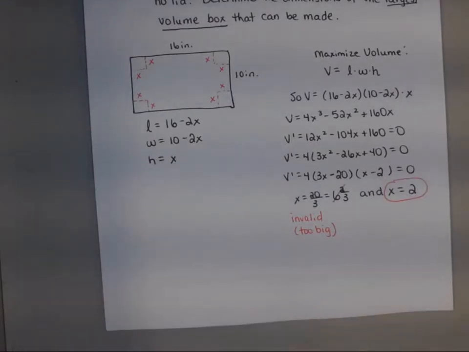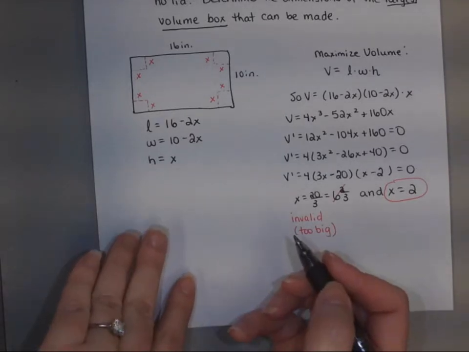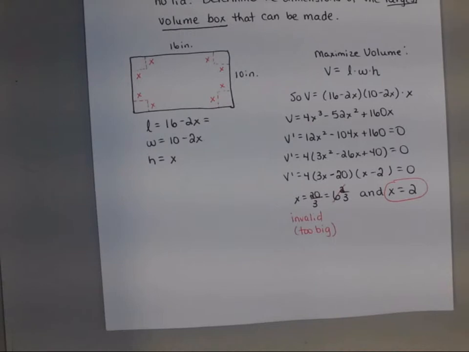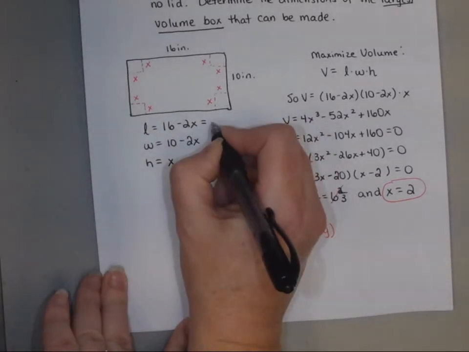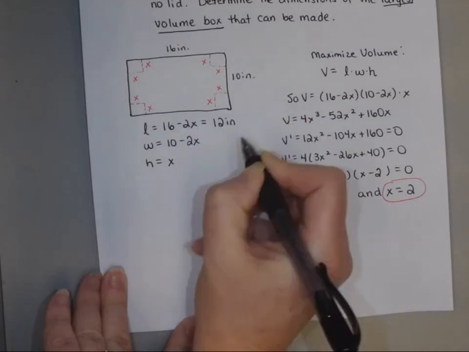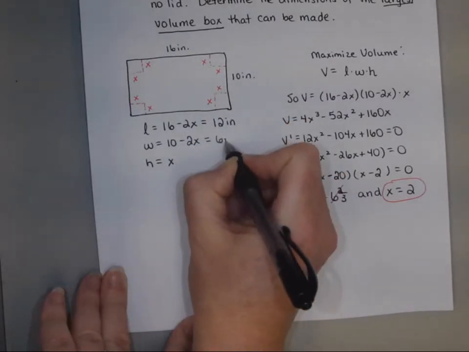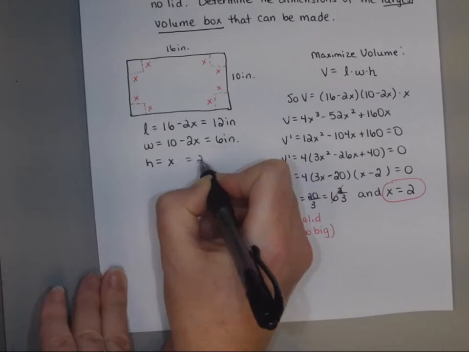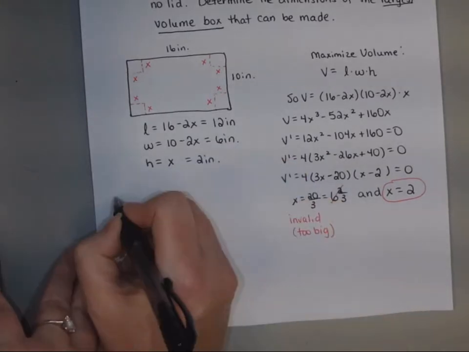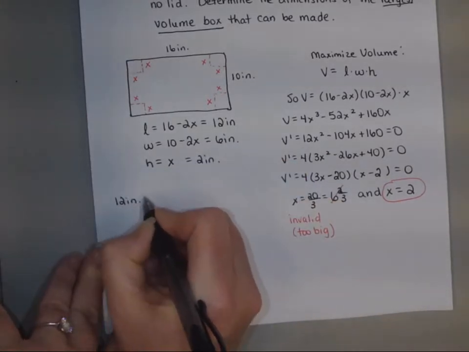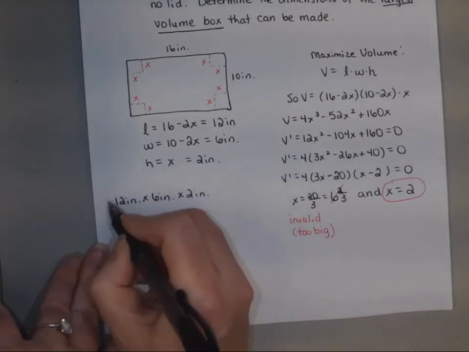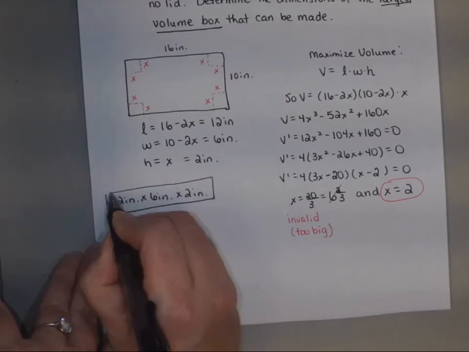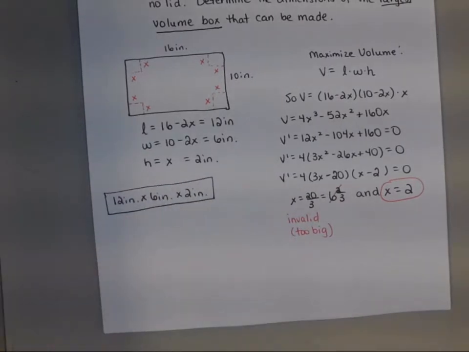But notice the problem asks me for dimensions. That's not hard, right? I can go back and plug in 2. So let's go back and plug in 2. What do we get for length? 16 minus 2 times 2 would be 12 inches. Plug 2 in here and we're going to get 6 inches. Here we're going to get 2 inches. So the dimensions are 12 by 6 by 2. Now what if I would have asked you for the volume? Then you just would have multiplied all those together, right?